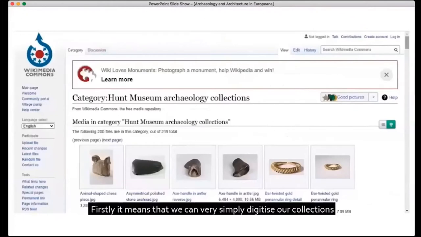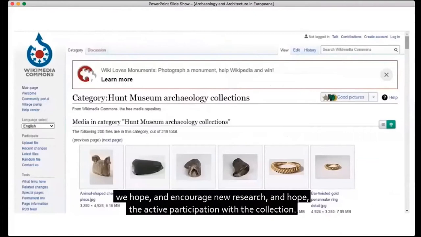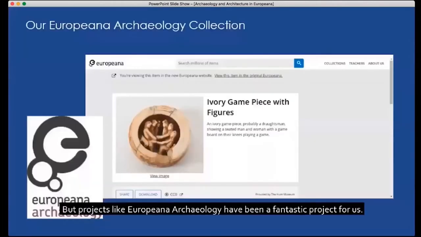So firstly, it means that we can very simply digitize our collections and place the majority of the information into the public domain and allow access or encourage access to the world, we hope, and encourage new research and hopefully active participation with the collection. But projects like Europeana Archaeology have been a fantastic project for us.